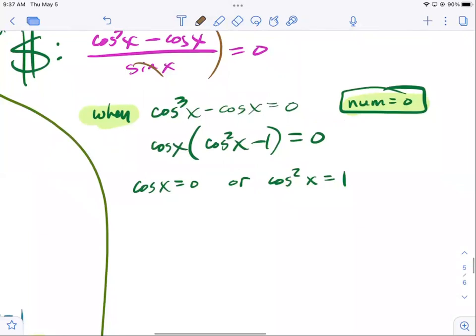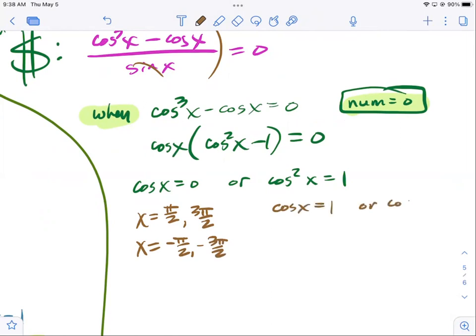And now cosine is equal to 0 at pi halves and 3 pi halves. And of course, if you subtract 2 pi from each of those, you get negative pi halves and negative 3 pi halves. And over here, when I take the square root, I get cosine of x equals 1 or cosine of x equals negative 1. And of course, that's going to give us 0, pi, 2 pi, negative pi, and negative 2 pi.